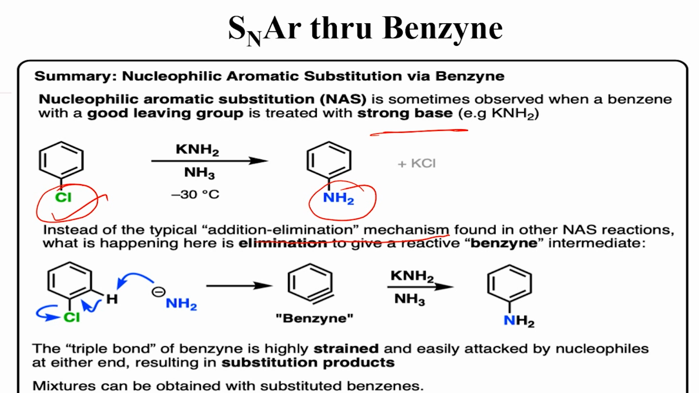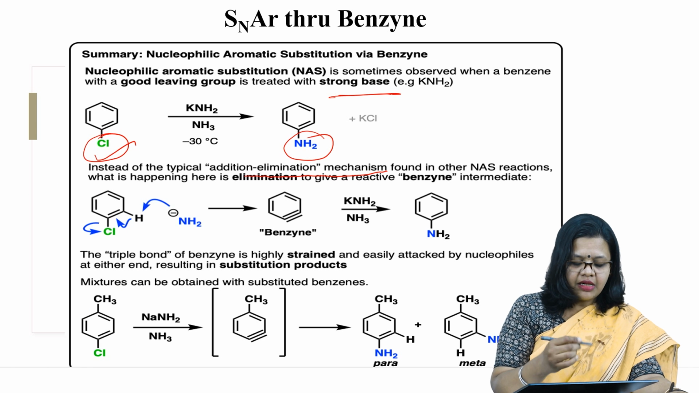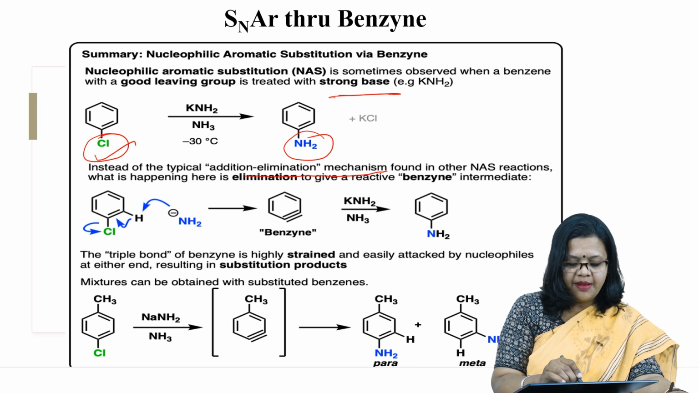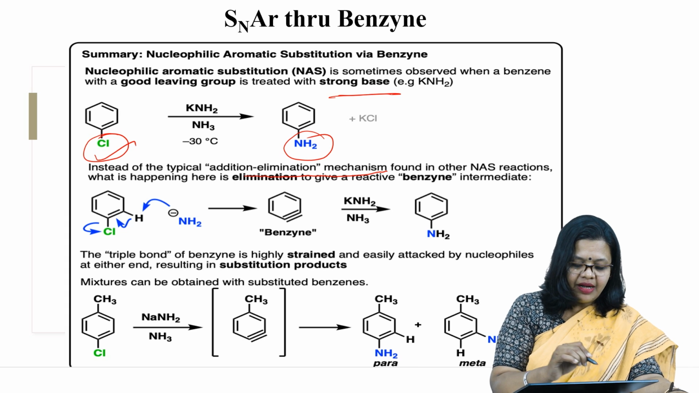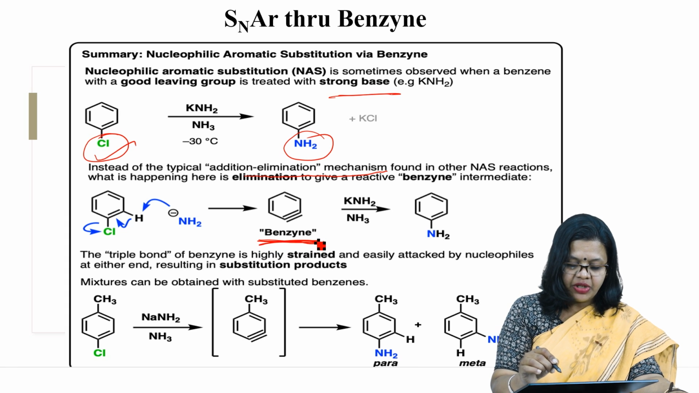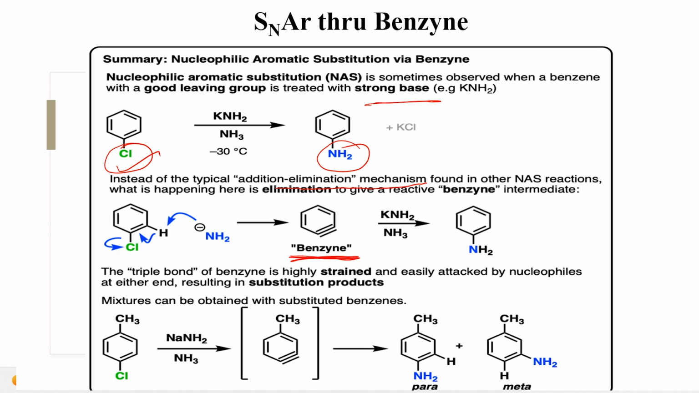But when this substitution occurs, it is normally assumed that there has to be an addition elimination mechanism. But here, instead of addition elimination, a triple bond is formed, and it results in the formation of benzyne. The structure that we see over here is benzyne. What is benzyne? It is the normal benzene ring with one of the carbon positions having a triple bond. Because of the presence of this triple bond, benzyne is a very strained molecule, and it is not very stable.